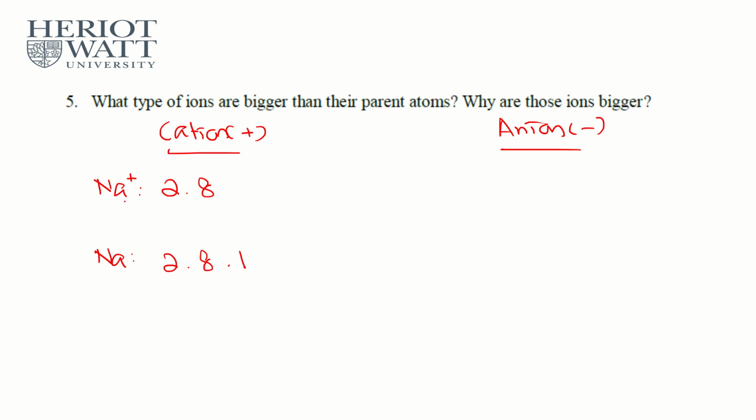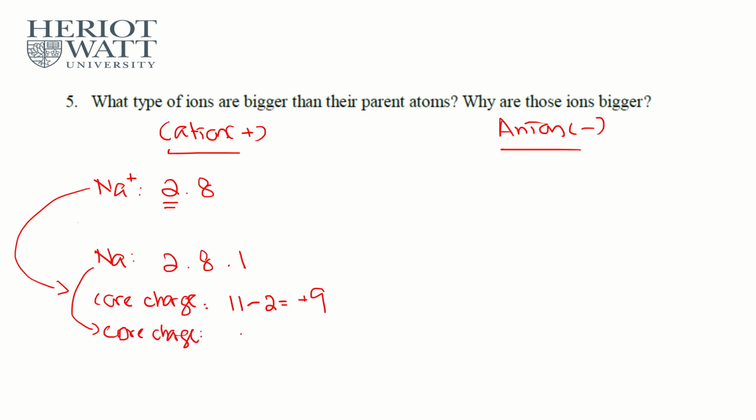So what is the core charge for the sodium ion? Proton number 11 minus the internal electrons. Now only 2, because after losing the valence electron you only have 2 shells. So 11 minus 2, you get positive 9. That's the core charge for the sodium ion. And what is the core charge for the sodium metal atom? For this, 11 stays the same because the proton number is unchanged, minus the internal electrons, which is 10, you get positive 1. So in terms of core charge, the sodium ion is much bigger.